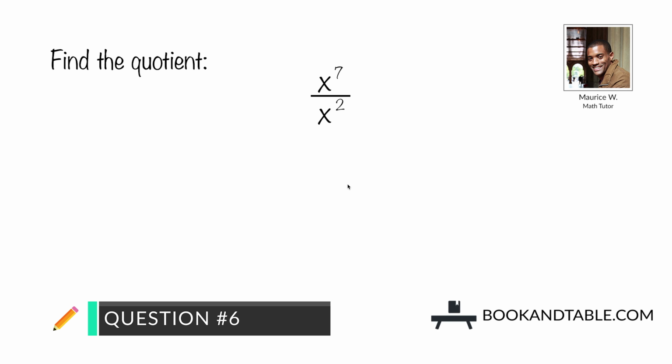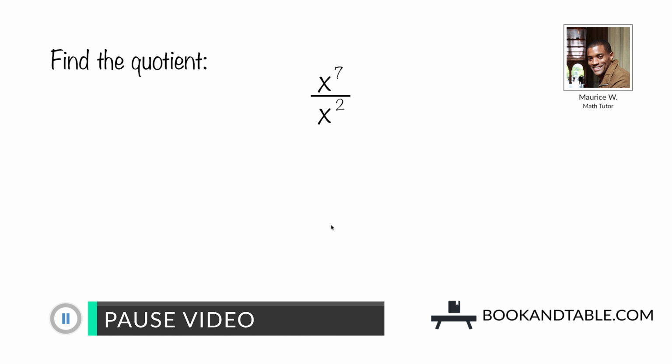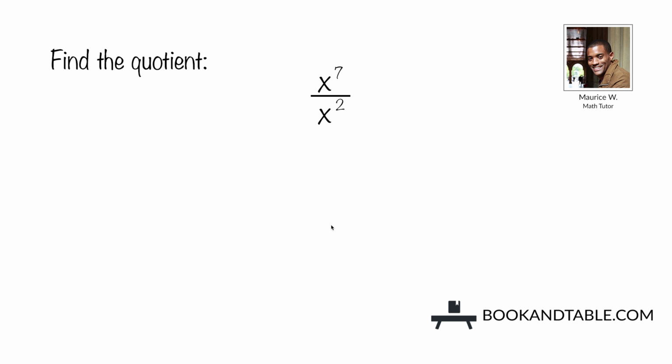Question number 6. Find the quotient x to the 7th divided by x squared. Pause the video, answer this question, and then press play when you are ready to begin.